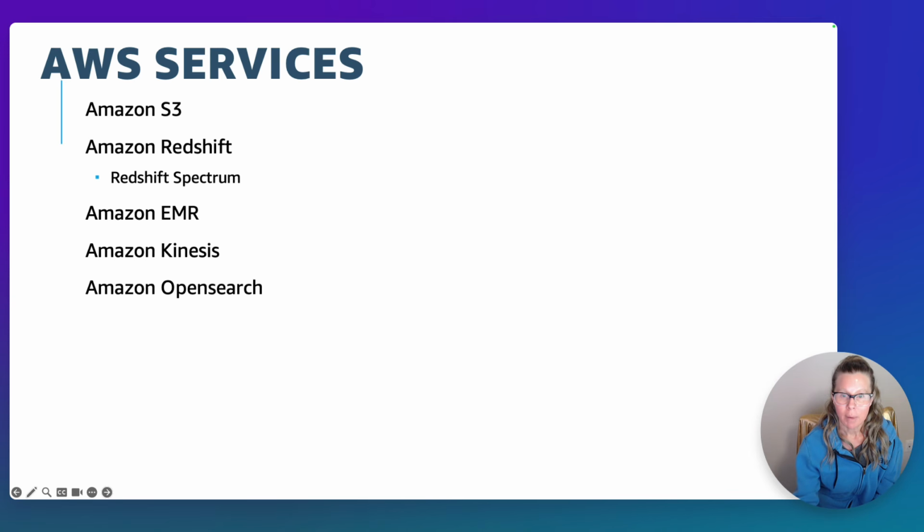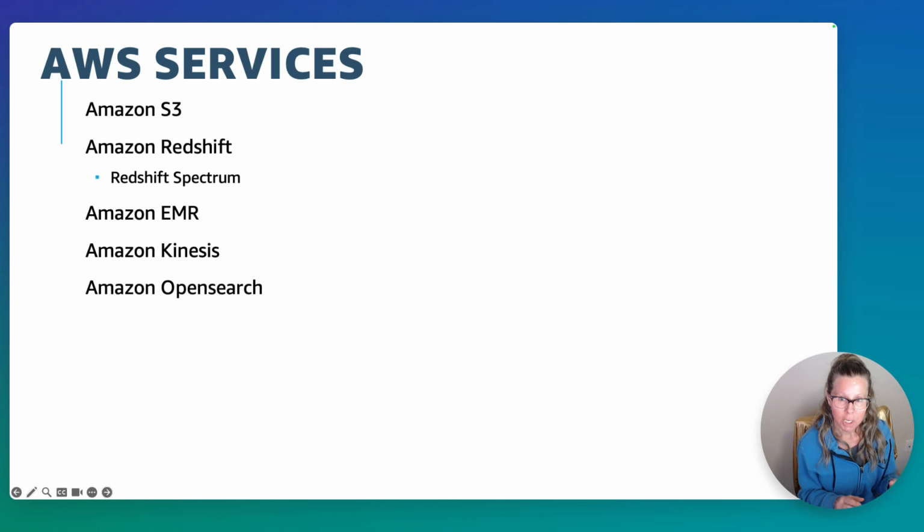And for real-time analytics, Amazon Kinesis can collect, process, and analyze streaming data as it arrives into your data lake and respond in real time. For operational analytics, Amazon OpenSearch Service can search, explore, filter, aggregate, and visualize your data in near real time for application monitoring, log analytics, and clickstream analytics too.